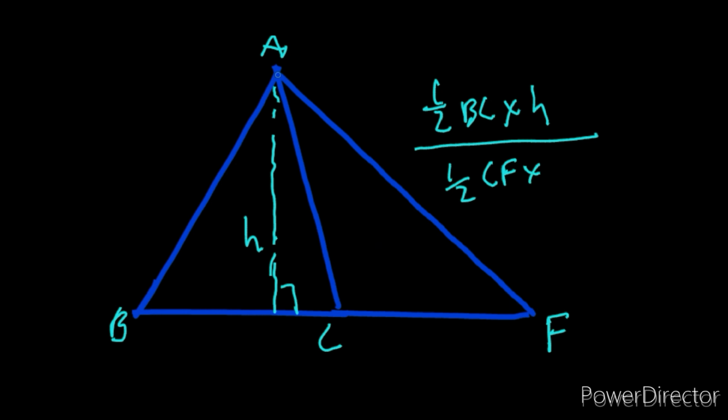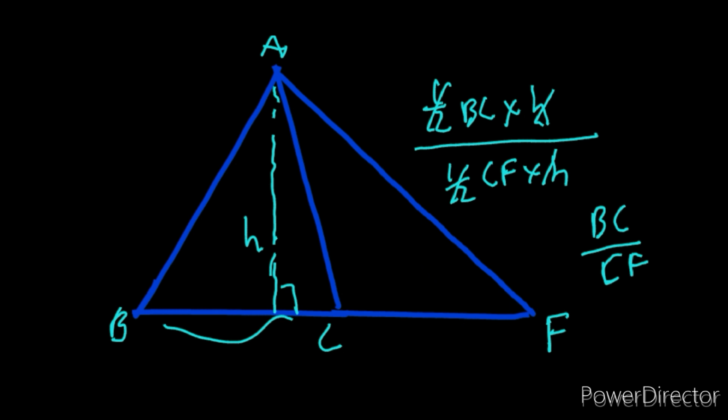the height. Notice that they both have exactly the same height. This height is not only for this triangle, but also for this triangle, because we're only considering the perpendicular height. The formula is half base times perpendicular height. So as a result, it will also be times H. Now notice what happens if I divide their areas. This cancels with this and this cancels with this. So we're left with BC over CF. The answer is the ratio of their bases.